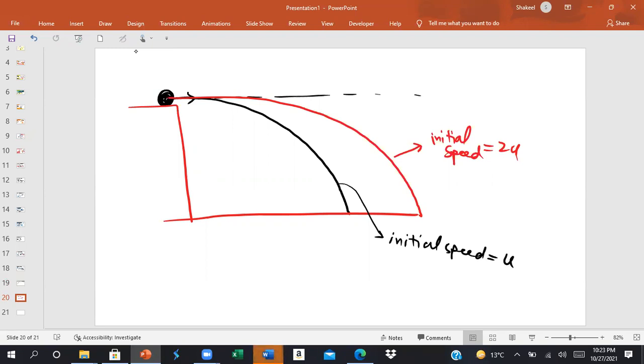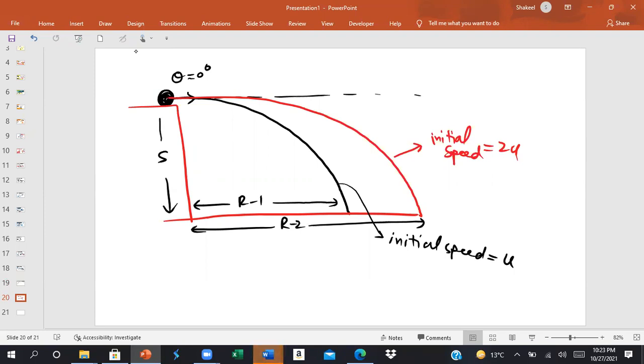So what's the difference? The angle is still 0 over here, but what will happen if you increase the speed? The range will increase, of course, as you can see that range 2 is like this one, and range 1 is like this one, but they are at the same height. So we say that the range in this case is proportional to speed. If you increase speed, the range will increase. But surprisingly, there is no effect on time.